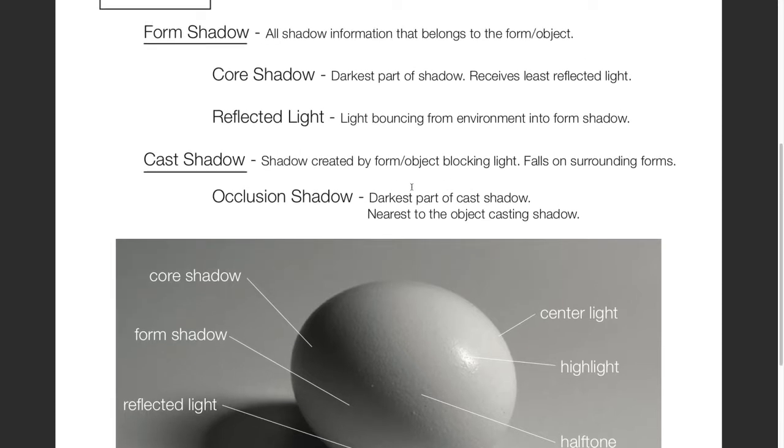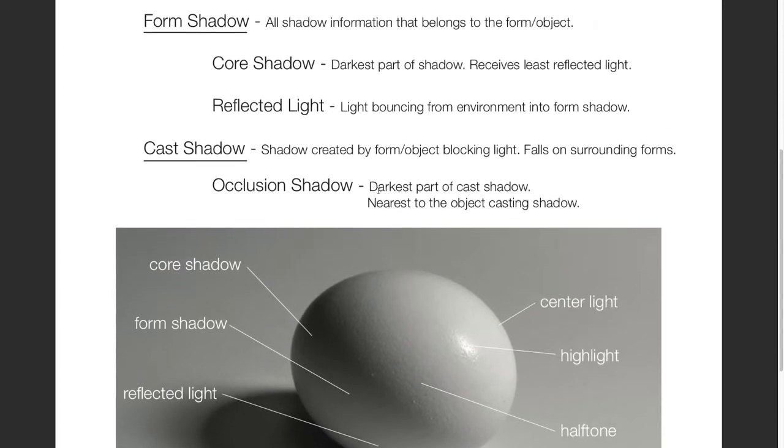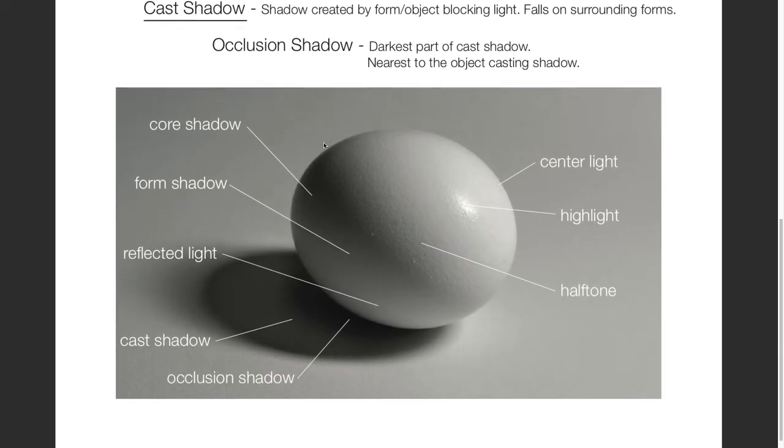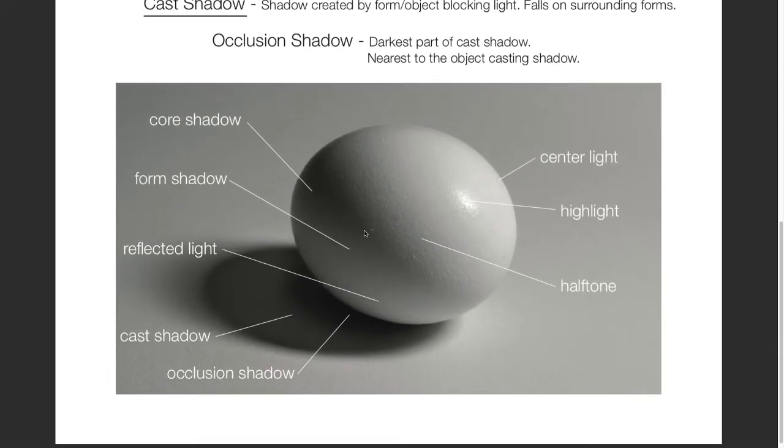All right, so let's talk about the form shadow. There's a couple of things in the form shadow to think about. One is the core shadow, and the other is the reflected light. Core shadow is the darkest part of the shadow, and reflected light is a slightly lighter part of the shadow. So let's look down here. This dark strip through here, that's core shadow. Back here is where the label hits, but it's all the way along this area, core shadow. And then reflected light is this lightening area down here.